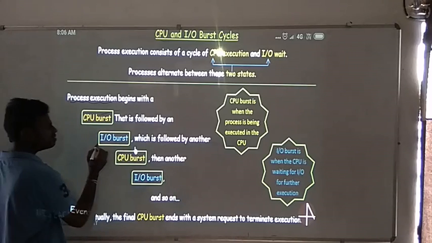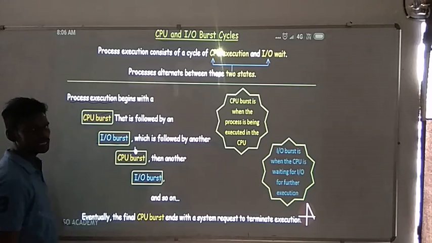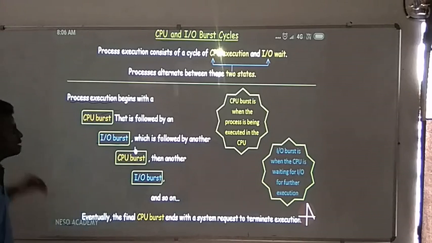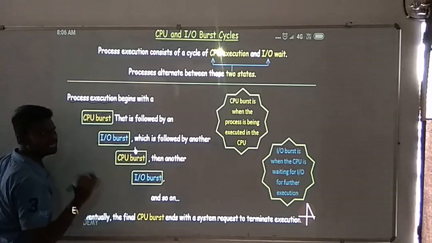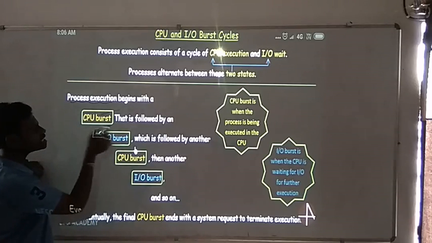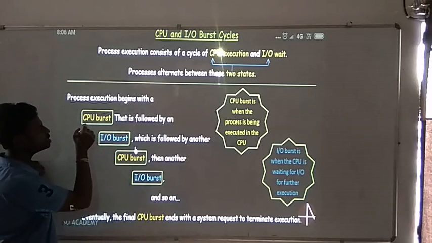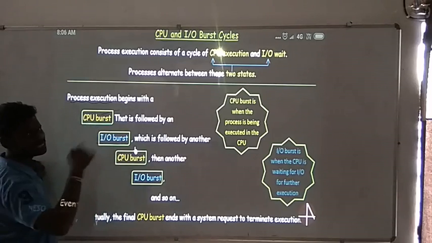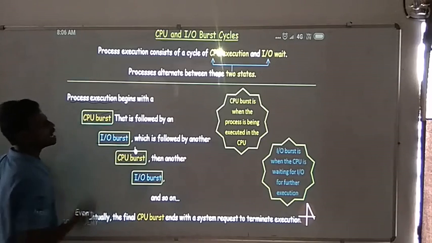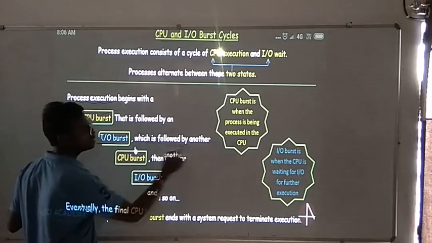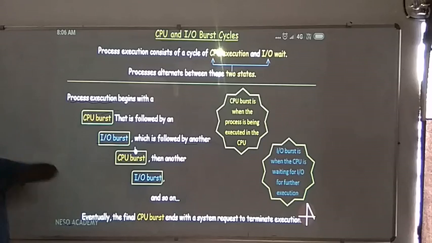At that time we will put it into the waiting queue for some event to occur, right? Until it is given some input output, it will be in a waiting state. Your process will be in CPU burst as long as it is executing. When it is waiting for input output, it becomes IO burst, which is followed by another. Whenever it completes its IO request, it comes to CPU burst again.